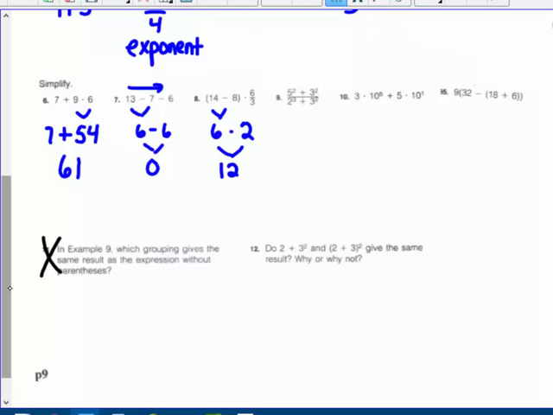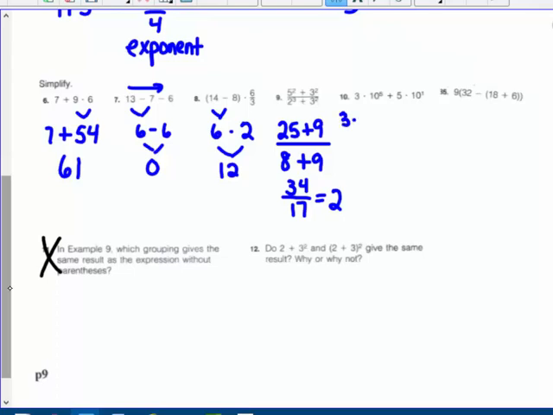Number 9. Ooh, look at all those exponents. Well, I have to do my exponents first. I'm going to get 5 squared is 25, 3 squared is 9, and 2 cubed is 8, and 3 squared is 9. Now I have to simplify my numerator, 25 and 9 is 34, and simplify the denominator, 8 and 9 is 17, and lastly do that division, which equals 2.